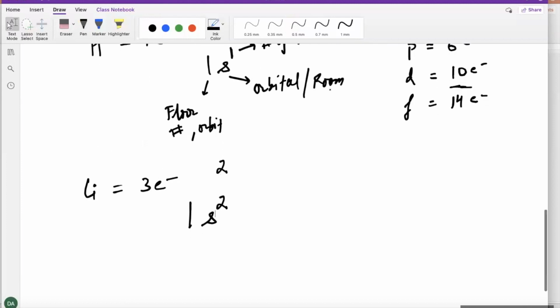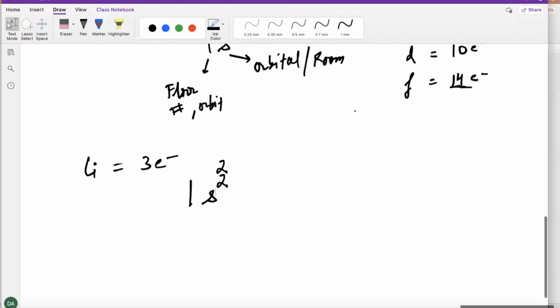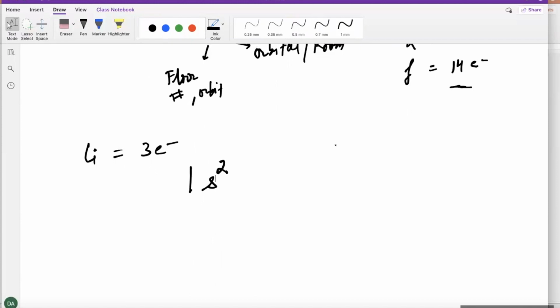So the first floor can only take 2. The first floor only has room S, and S can only take 2 electrons. So if you put 2 electrons there, that floor is full. Then what you do next is you go to the next floor, which is the second floor. When you go to the second floor, again, which room do you go to? Every time you need to tell the floor number and the room type, and then how many electrons, okay?